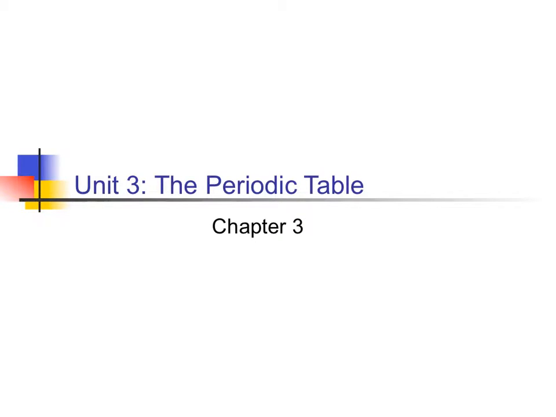Unit 3, Chapter 3 is the last chapter in this unit. In this one, we are looking more specifically at some other trends on the periodic table. These trends will help us as we move forward in this class and prepare for later units.